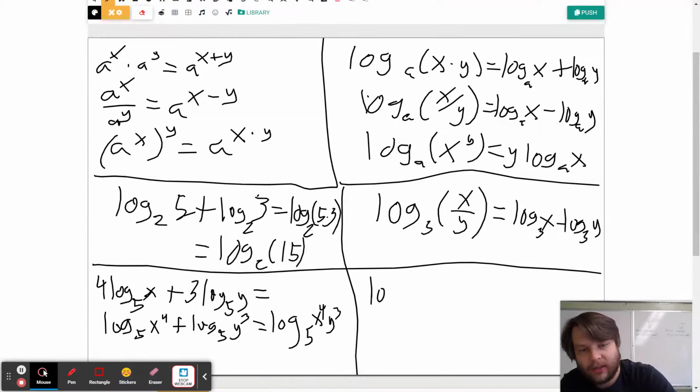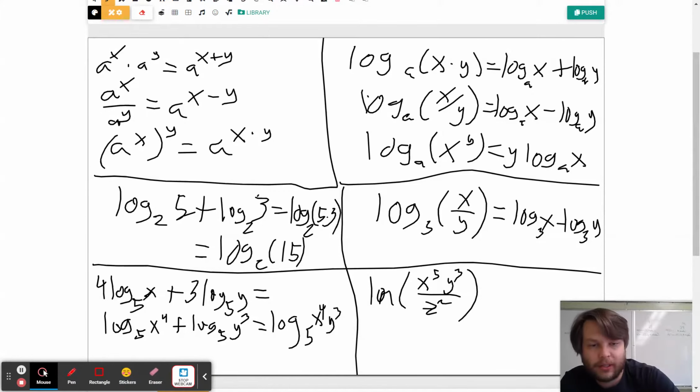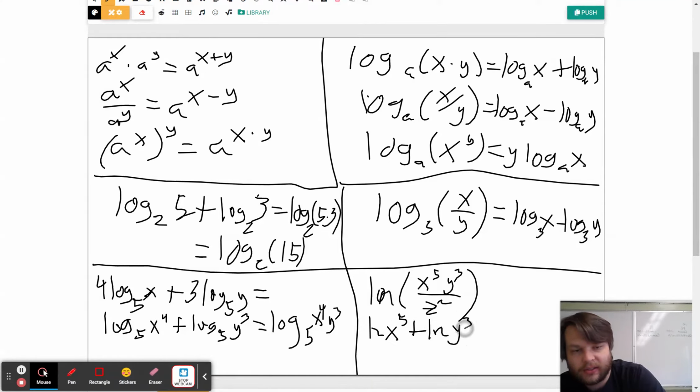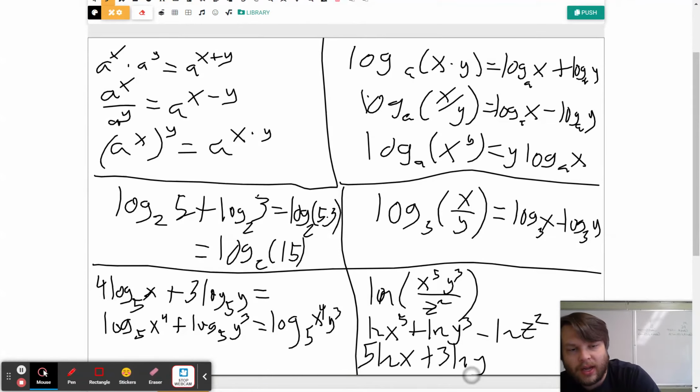And last but not least, we could have, let's do ln, just for funsies here. So if we had ln of, let's say, x to the 5th, y to the 3rd over z squared, we can expand that out to being, using addition becoming multiplication and powers becoming coefficients. So that would be ln of x to the 5th plus ln of y to the 3rd minus ln of z squared, and then make that 5 ln x plus 3 ln y minus 2 ln z, and that's about as good as it gets.